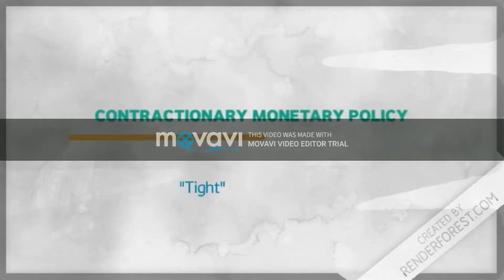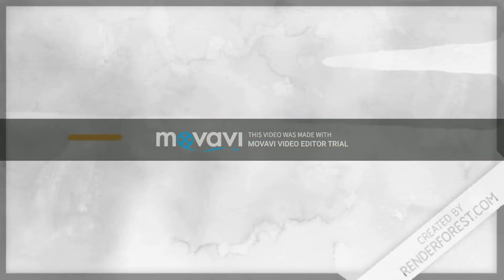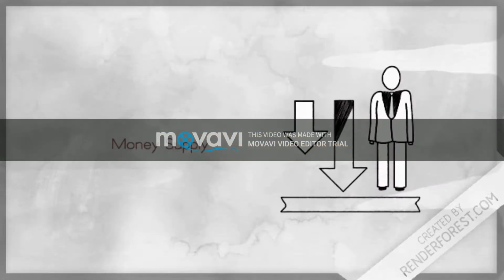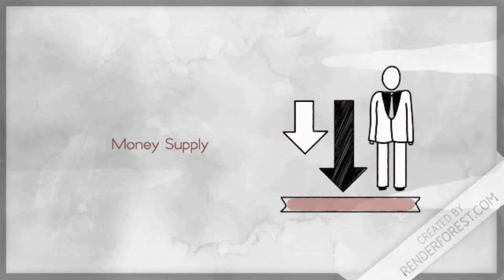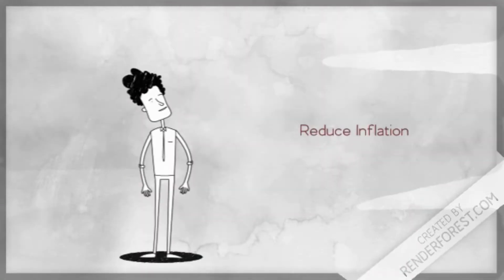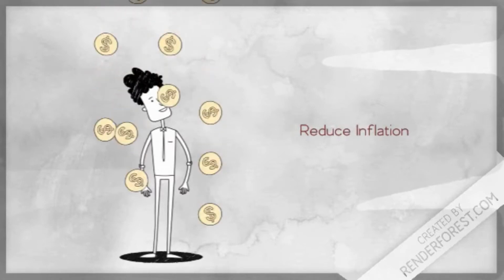Contractionary or tight money policy occurs when BSP tries to decrease money supply by decreasing excess reserves in order to slow spending in the economy during an inflationary period, with the goal to reduce inflation.